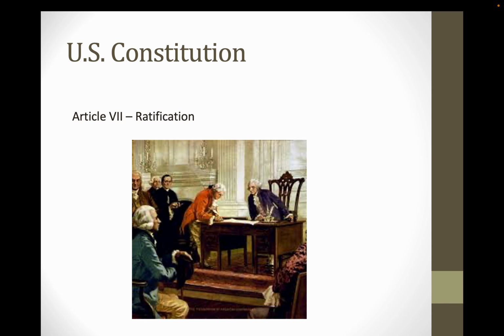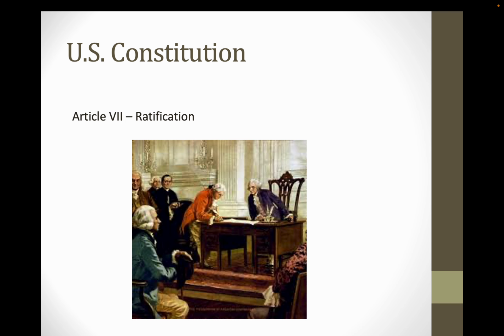Article 7 is about ratification, and ratification means formal approval process. It's really only one sentence long, and once they wrote out the whole entire Constitution, they had to send it off to the individual 13 states at that particular time, and each one of those 13 states had to formally approve that they wanted to be part of this new government and to be subject to the rules and the guidelines that were established under the Constitution.